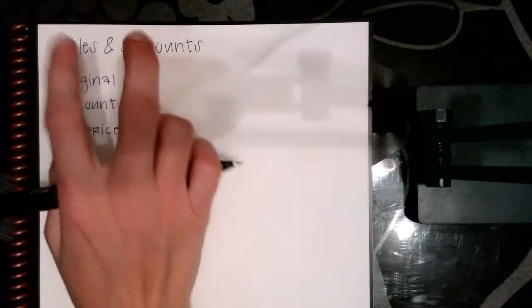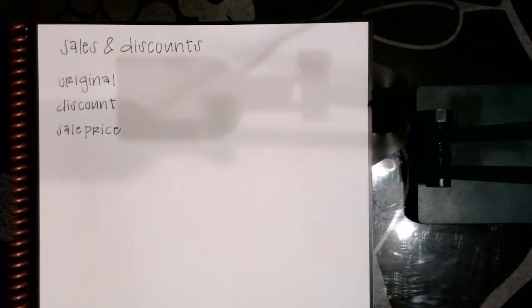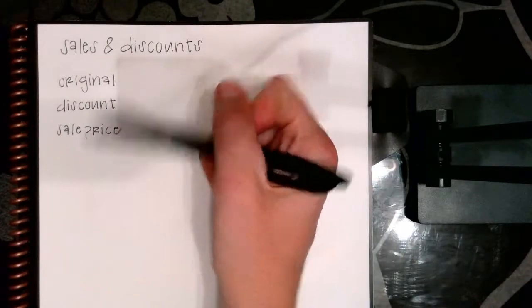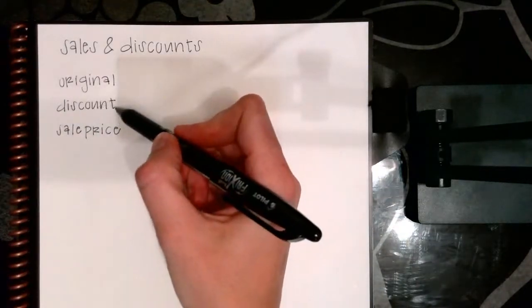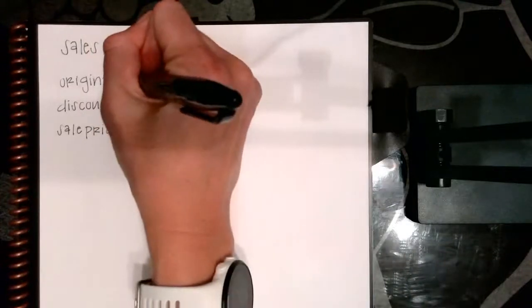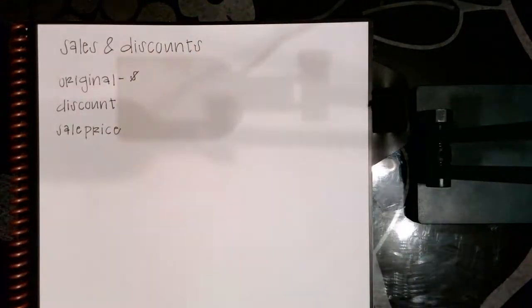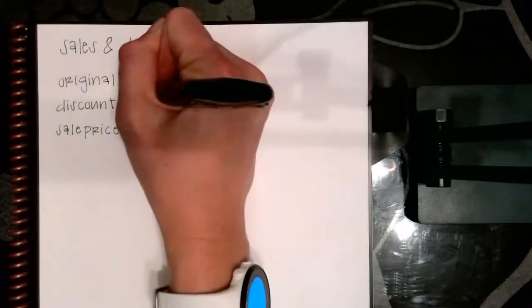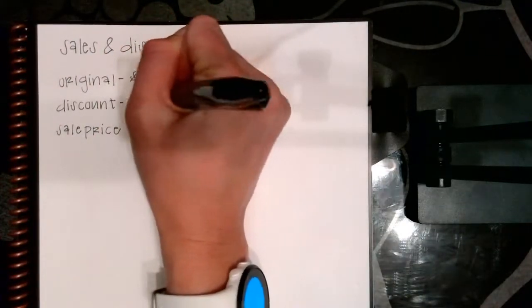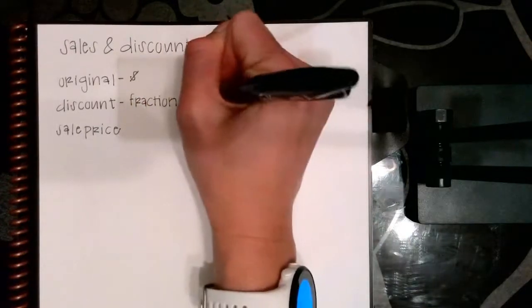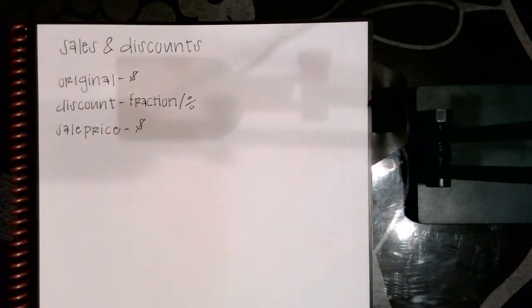So when talking about sales and discount, there are three things that we need to remember. The first is the original price. Then we have the discount. And the original should be in dollar bills. The discount should be in a fraction, or it could be in a percent. And then finally the sale price, which is when you go up to the register and they ring you up and they take the discount off of the original price, how much will you actually pay?